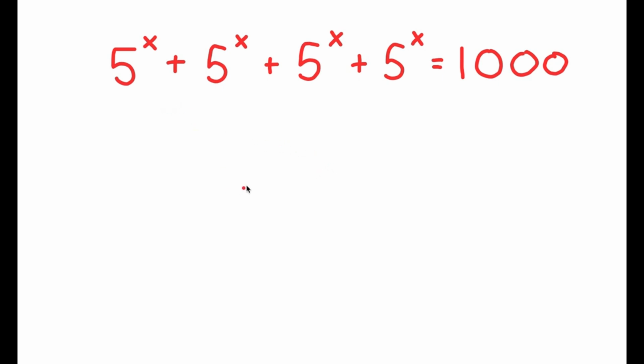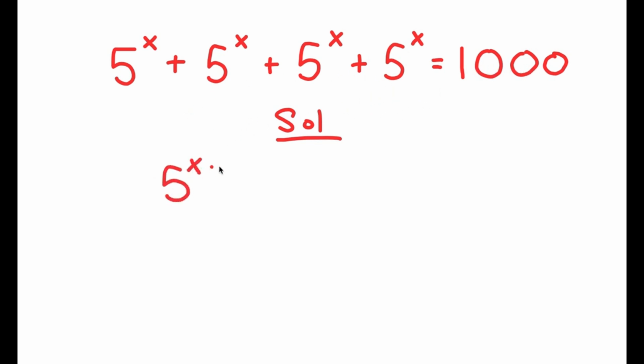Alright, so in this problem, I have 5 to the power of x plus 5 to the power of x plus 5 to the power of x plus 5 to the power of x is equal to 1,000. So for my solution, I'm going to first start by factoring out 5 to the power of x from my left-hand side, because as you can see, we have 4 of the same terms on my left-hand side, and the easiest way to go about solving this equation is to factor them out.